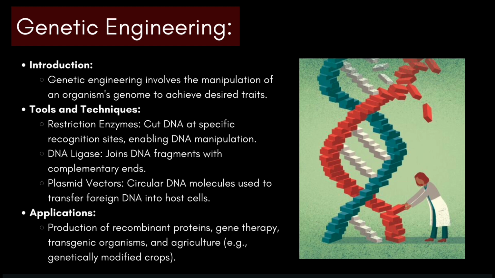We have plasmid vectors, which are circular DNA molecules used to transfer foreign DNA into host cells. The main applications of genetic engineering include production of recombinant proteins, gene therapy, transgenic organisms, and agriculture, aka genetically modified crops, etc. Moving on.